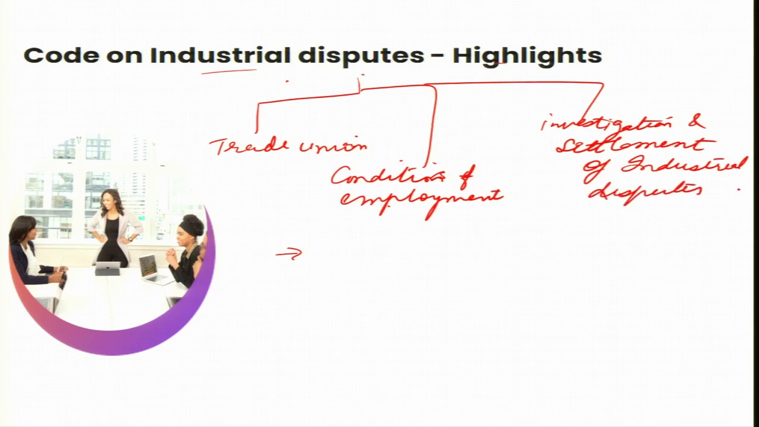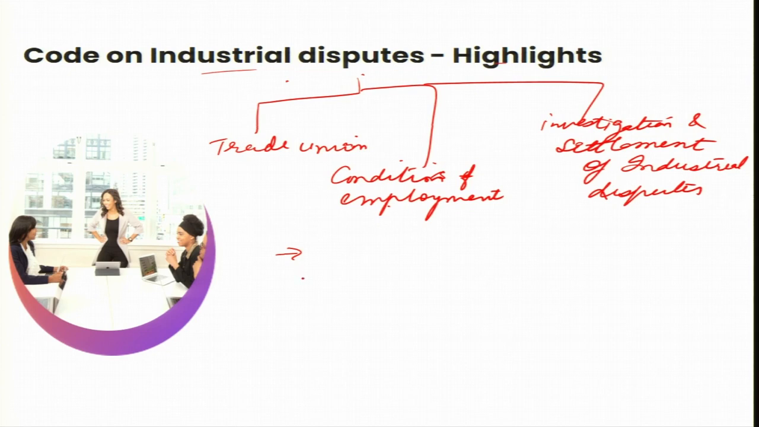So basically there are several chapters. For example, chapter 2 of the Industrial Dispute Code talks about forming bipartite forums, like the works committee and the grievance redressal committee. Chapter 3 talks about trade unions: what should be the criteria for registration of a trade union, what should be the provisions contained in the constitution of trade unions, and how immunity from civil suit in certain cases can be sought, and enforceability of agreements.